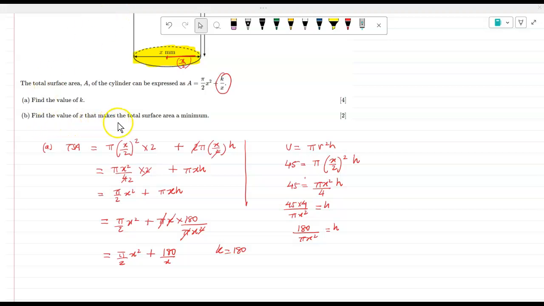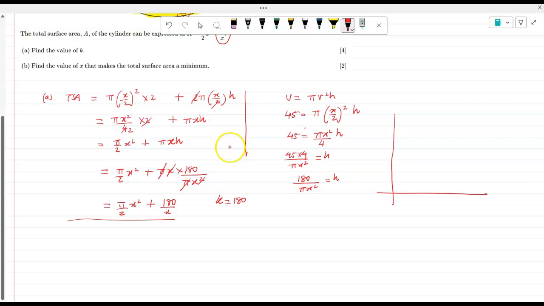Find the value of x that makes the total surface area minimum. You graph this and see where it comes minimum. So graph on your calculator. If you graph this equation in y1, we'll get a graph. You obviously consider the positive side. You don't have to look at the negative side because x is the radius, it can't be negative. Then you do G-Solve minimum. You'll get this value, 3.86. So the total surface area will be minimum at x of 3.86.